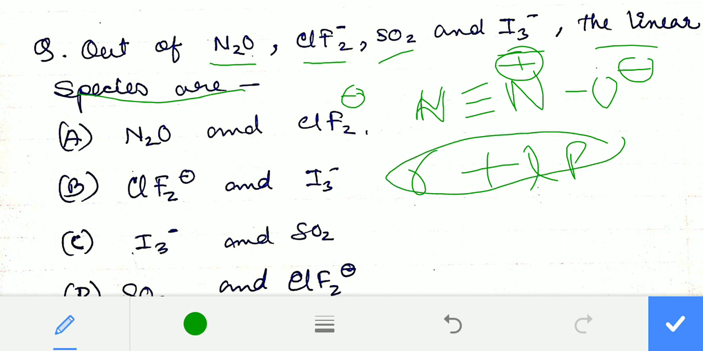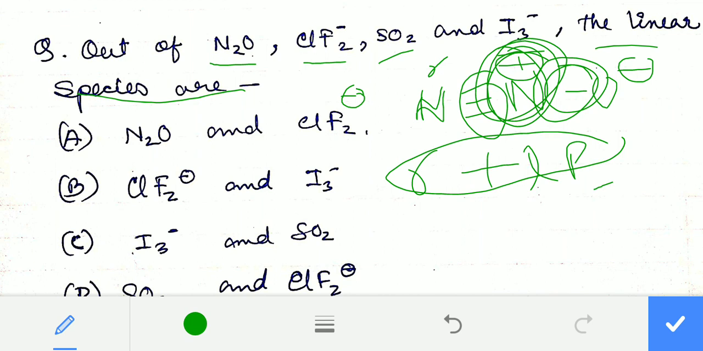Now here you can see there is a triple bond. So in triple bond, we know there is only one sigma bond. In a triple bond, one sigma bond is present. Now this is also a sigma bond, and there is no lone pair present on the nitrogen atom, so simply we can say steric number of this central atom, that is nitrogen, is 2.